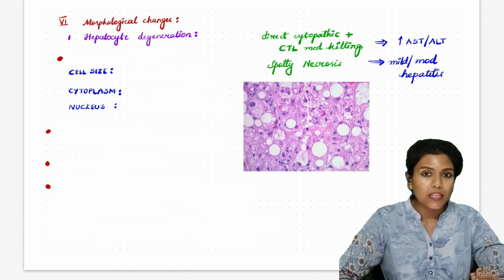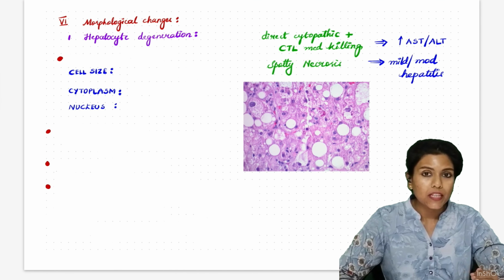Now, coming to bridging necrosis, bridging is larger than the confluent. Bridging necrosis will involve a large group of hepatocytes between vital structures. Again, I'll draw this. This is one hepatocyte lobule. This is the lobule. This is the central vein. This is a portal tract. Consider a portal triad here with hepatic artery, portal vein, bile duct, and a lymphatic channel.